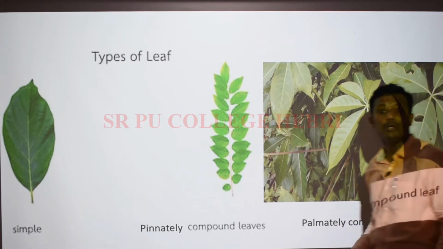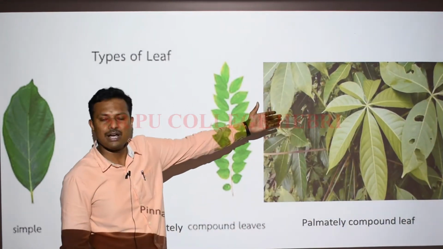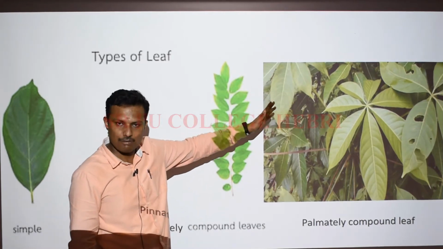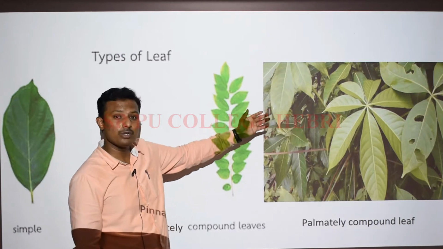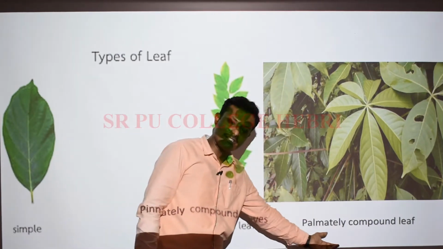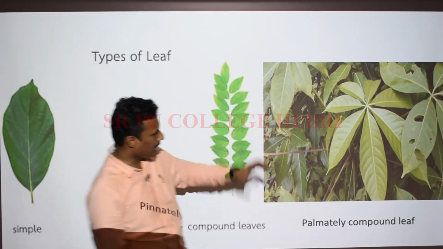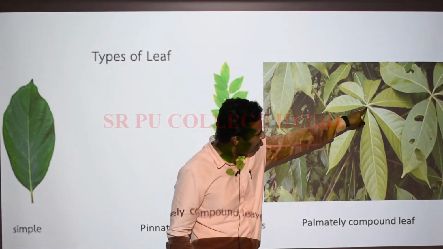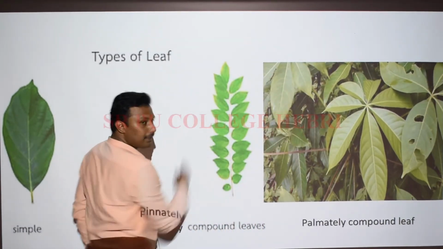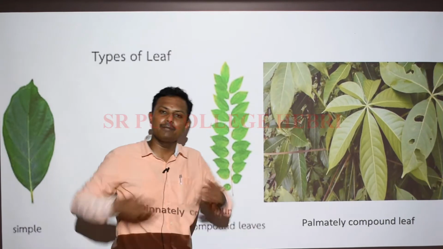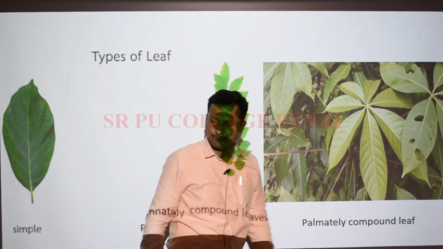So Alstonia, as mentioned in the textbook, the example Alstonia, this picture has been taken from the Alstonia plant only. Alstonia plant, it's a good example for palmately compound leaf. Remember that example. So you can see all the leaflets are arising from one common point. Whereas here, from one midrib, they arise on both sides of the midrib, all along the midrib. This is pinnately compound, this is palmately compound leaf.